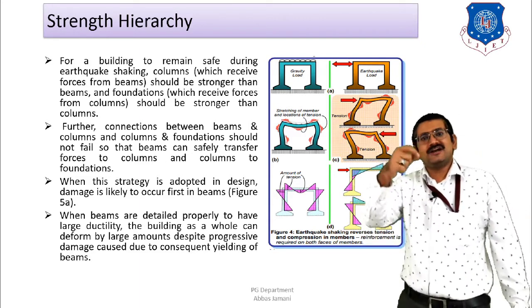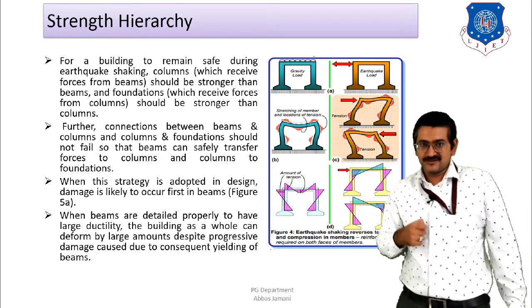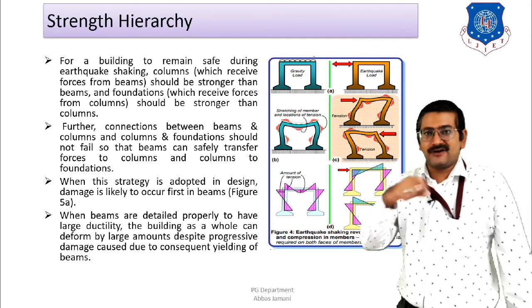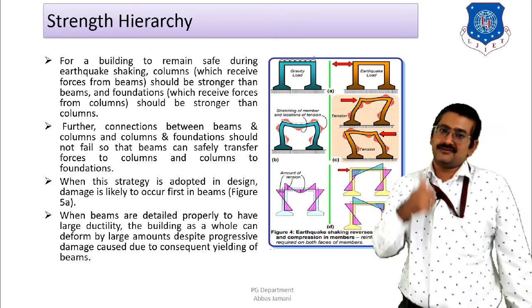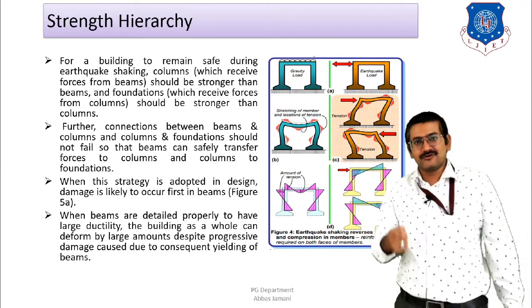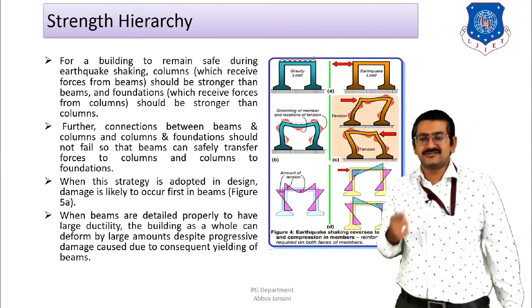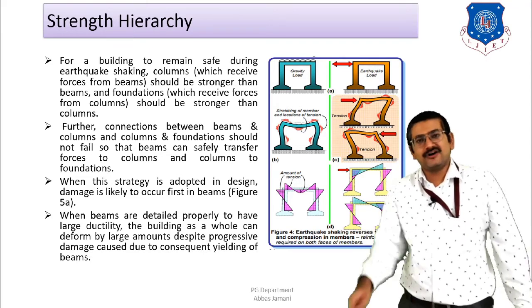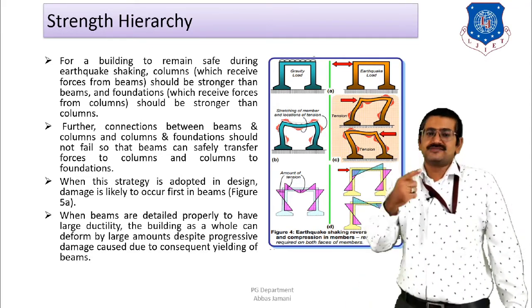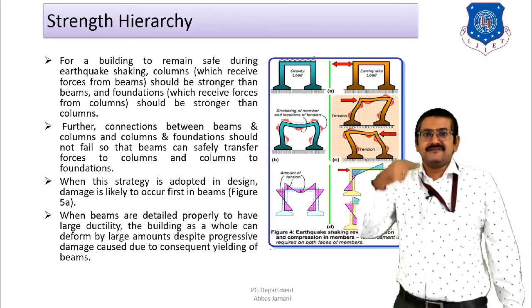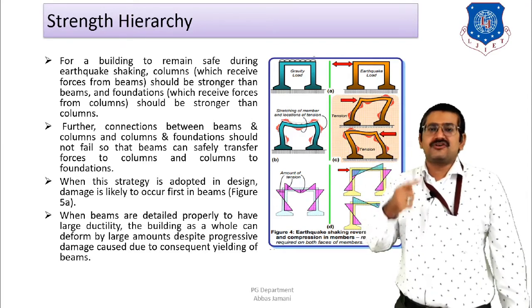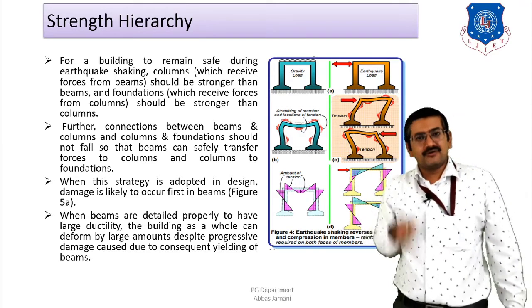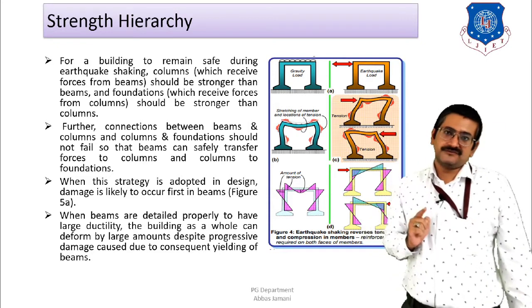Secondly, the columns have to transfer the load to the foundation. So that means the foundation should be stronger as compared to that of the column. Why? Because the entire load from the entire height of the building is going to be transferred to the foundation, and from the foundation, the load is going to get transferred to the soil. So we can say that the column has to be stronger as compared to that of the beam, and the foundation has to be stronger as compared to that of the columns.